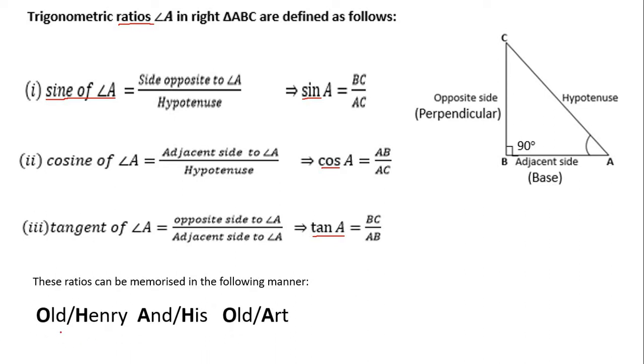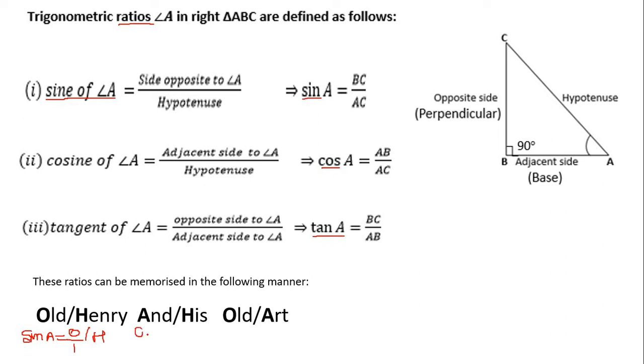This you can remember in such a way. Here one theme we can use for this: Old Henry and his old art. So O I am using for opposite side, H for hypotenuse, and A for adjacent side. So first, that is sine, right? Sine angle A, how do we define it? Opposite by H. So we can understand from here, this is O by H. So sine theta, or sine of any acute angle, will be O by H.